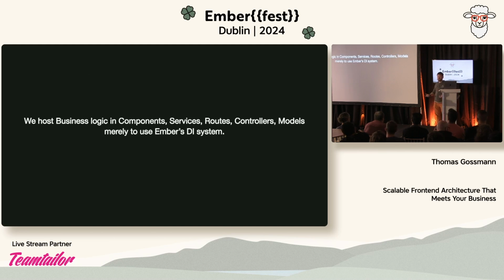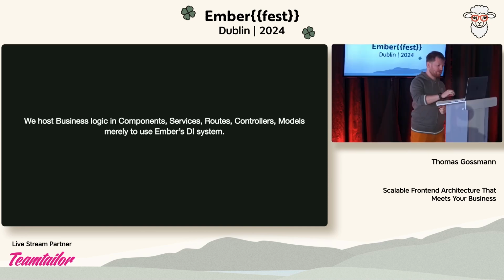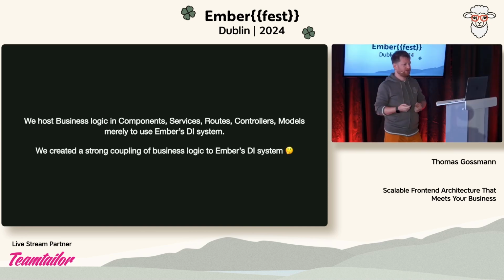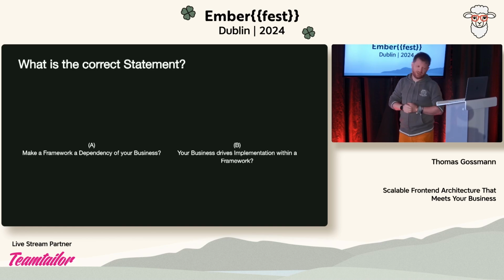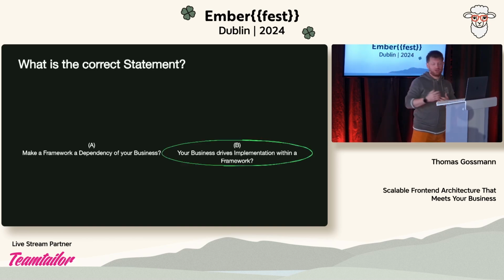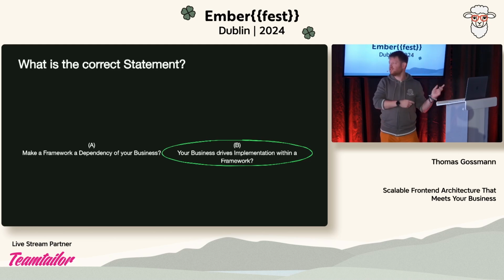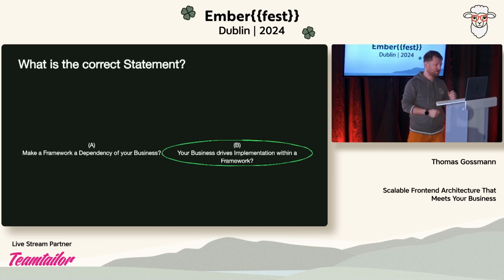We actually host a lot of business logic in components, services, routes, controllers, models, and so forth, merely to use the DI system, so we have access to these application and infrastructure services. So we created a strong coupling between our business logic and the DI system. I asked myself, what is actually the correct statement? Is it A, we make a framework a dependency of our business? Or is it B, our business drives the implementation within a framework? For me, it's definitely camp B, but the code examples I showed you fall into camp A.